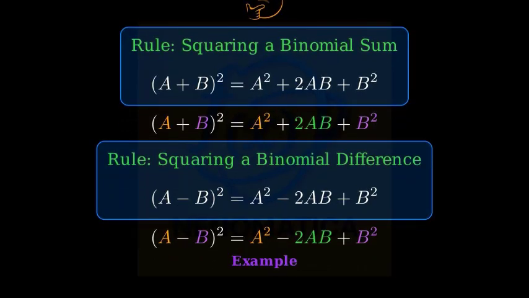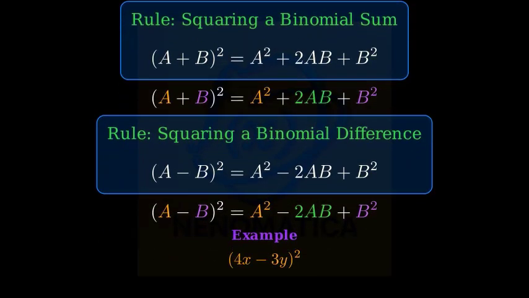Let's work through our first example. We have 4x minus 3y, all squared. To solve this, we'll use our binomial squared formula.